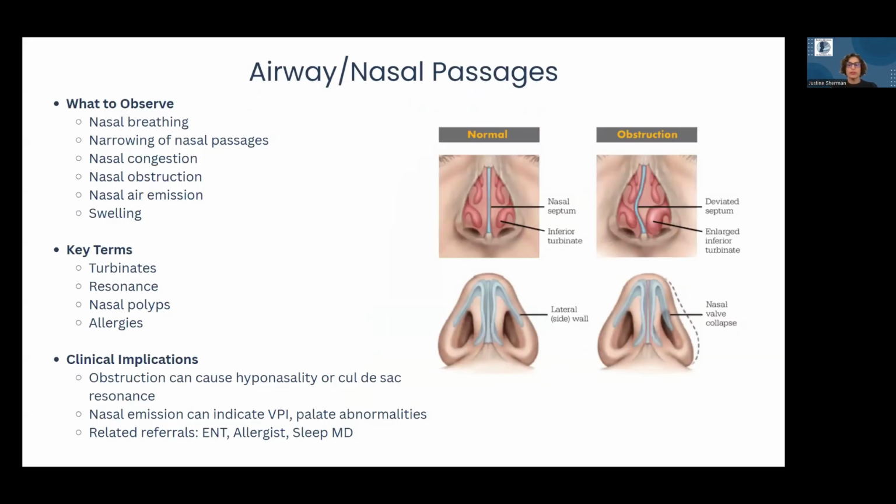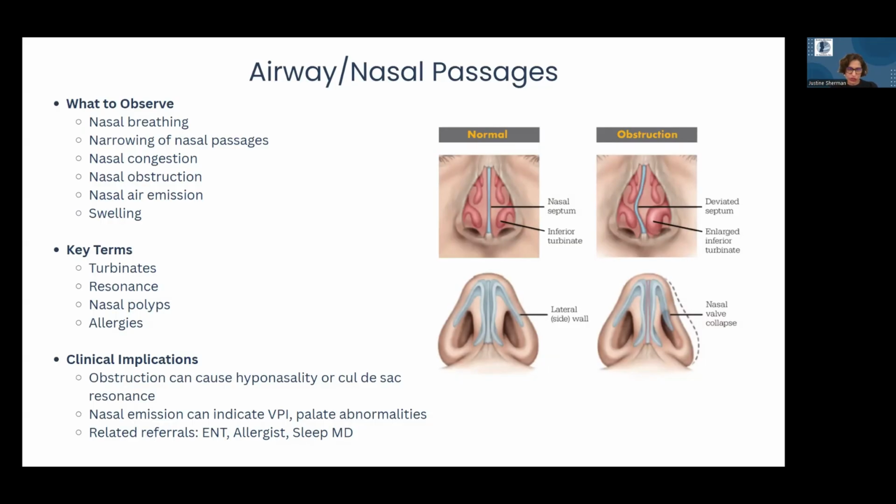So this is one of the most commonly overlooked parts of the oral peripheral exam, and it's one of the most clinically significant. And it's something as an orofacial myologist that we really focus on. So when I assess the airway and nasal passages, I'm not just thinking about resonance. I'm thinking about how the client breathes throughout the day, how they sleep at night, how much effort their system uses just to get air. So, how I assess the airway and nasal passages.